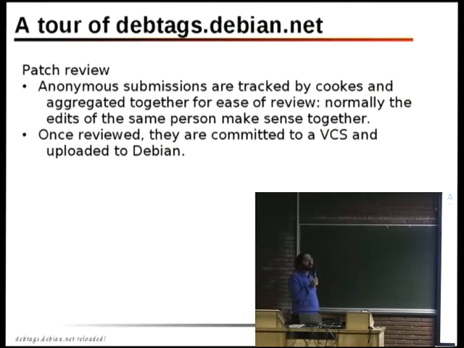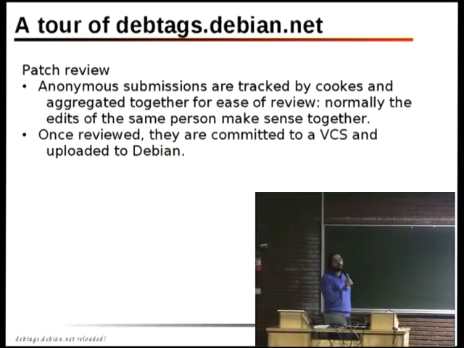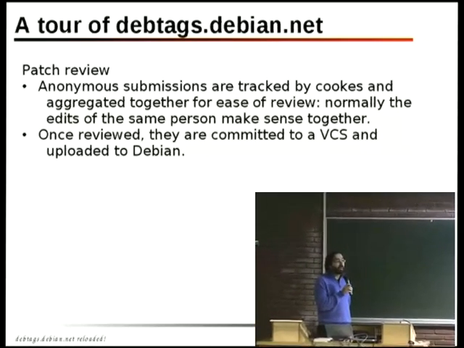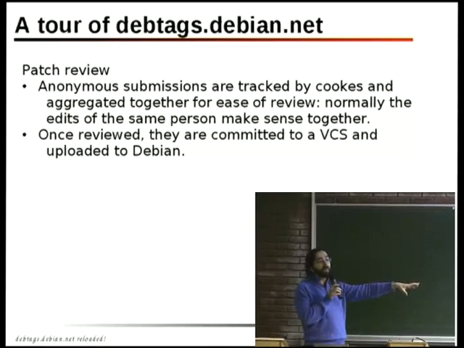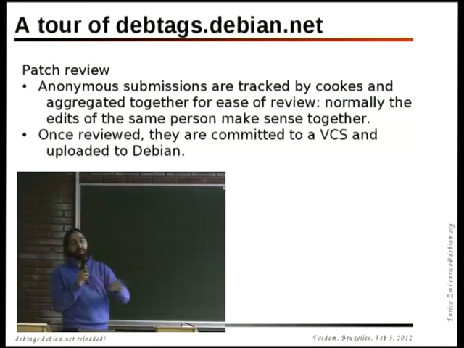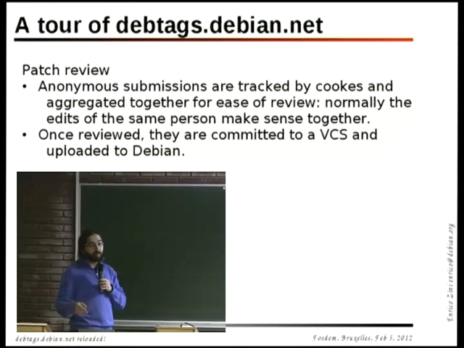Using cookies, they are grouped by the same person. So basically, when you review, you can just make a judgment like sane submission or person that was trying the website by clicking every button. Because that's the two kinds of submissions we get. And if it's sane, then you just say okay. And then once that's reviewed, it gets committed into version control system. So I get historical backups. And then eventually upload it to Debian.